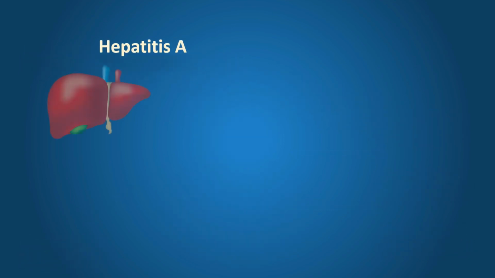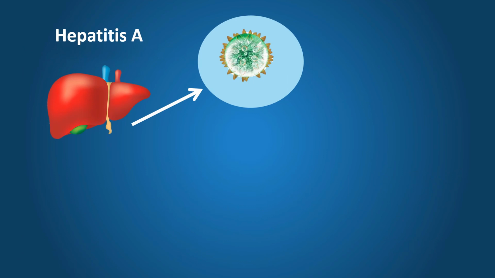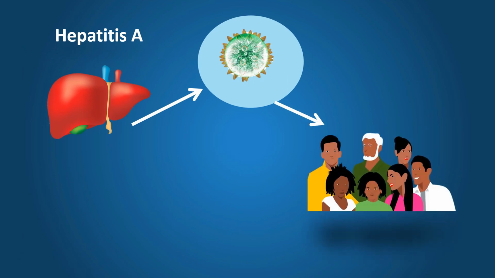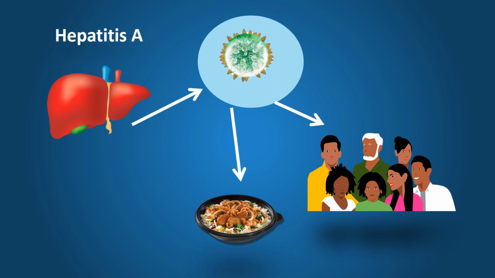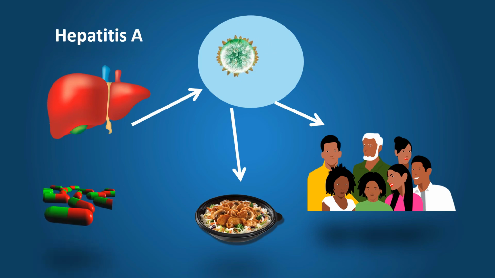Now, on hepatitis A, it is a contagious liver infection caused by the hepatitis A virus. It can be contracted through body contact and the hepatitis A virus found in contaminated food and water. It is a short-term disease that can be prevented by vaccines.